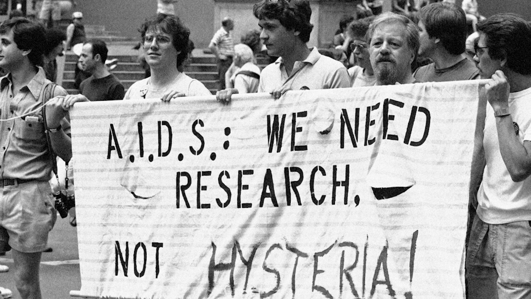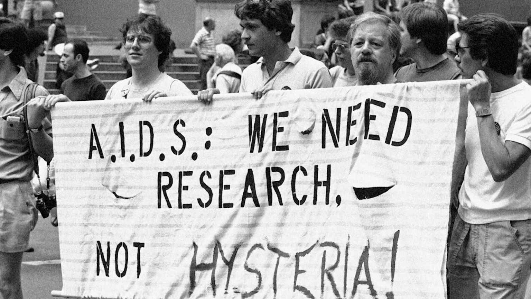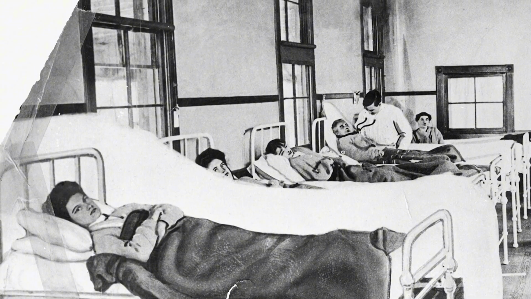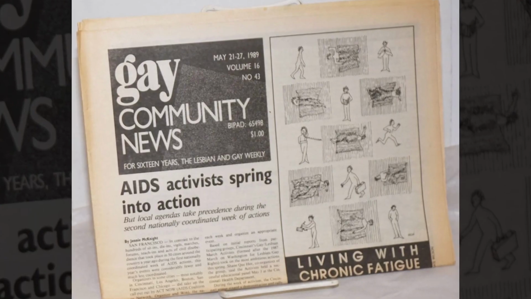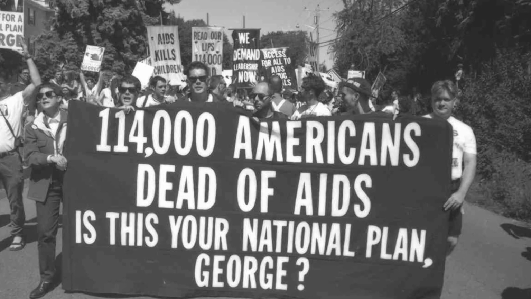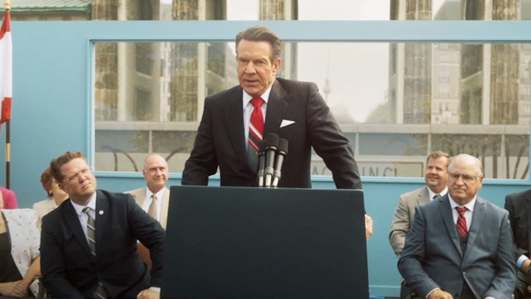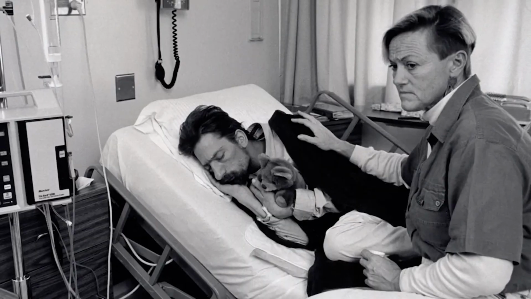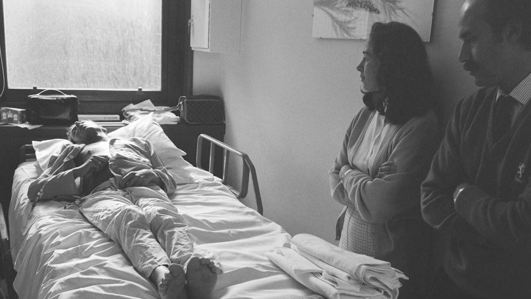To understand the power of this intervention, we need to grasp the cultural and political landscape of 1989. The AIDS epidemic had been devastating communities for nearly a decade, but mainstream media coverage remained limited and often judgmental. The Reagan administration had largely ignored the crisis, with the president not even publicly uttering the word AIDS until 1985. Thousands were dying, but public discourse remained muted, sanitized, and inadequate to the scale of the tragedy.